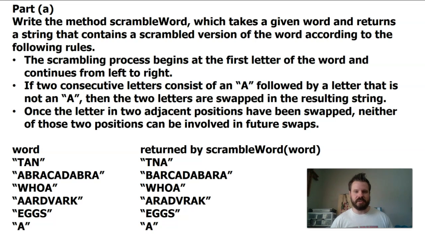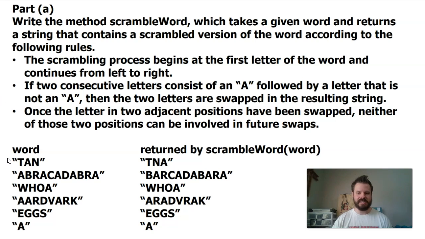The rules. The scrambling process begins with the first letter of the word and continues from left to right. Here's the big one: if two consecutive letters consist of an A followed by a letter that is not an A, then the two letters are swapped in the resulting string. Finally, once the letters in two adjacent positions have been swapped, neither of those two positions can be involved in future swaps. In other words, you move on to the next set of letters.